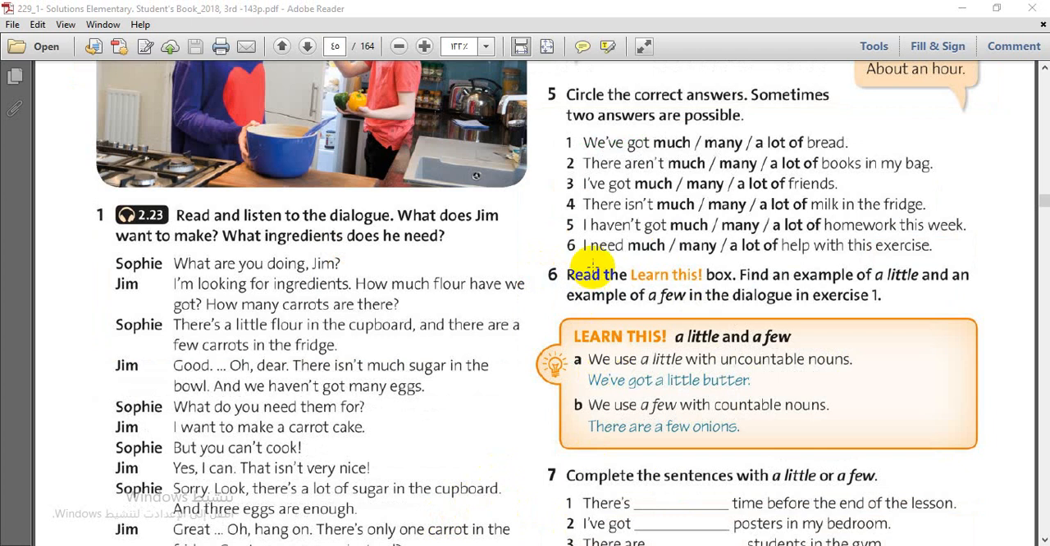We came now to number 6. Read the learn this box. Find an example of a little and an example of a few in the dialogue in exercise 1 here. So let's play the audio to listen to number 1. Try to underline a little or a few in this exercise.